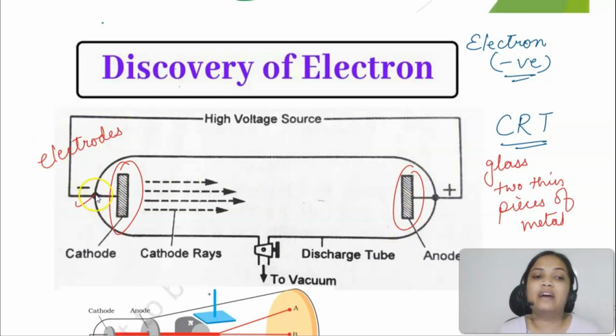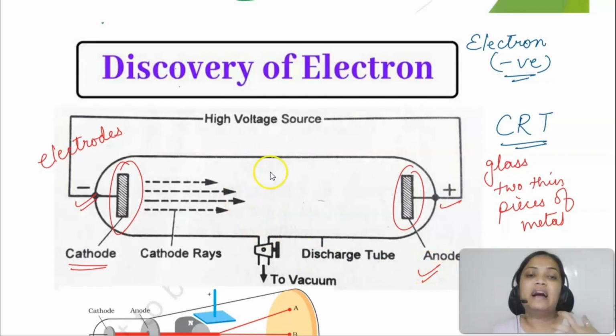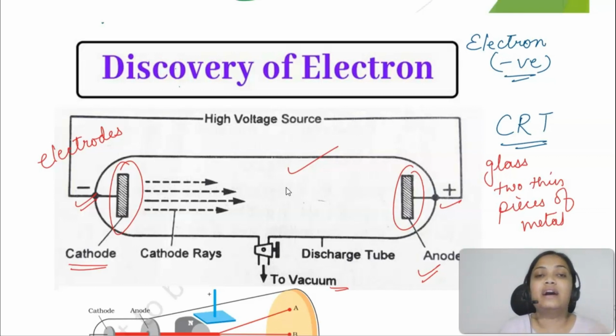Okay, the one having a negative charge is called a cathode, and the one having a positive charge is known as the anode. We have attached it to a vacuum, and different gases are pumped into this cathode ray tube, and their behavior is studied when a high voltage current is applied. That's what we are going to do, because it is connected to a high voltage source. So this is what our cathode ray tube setup is.